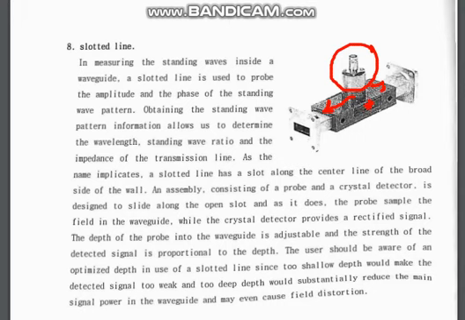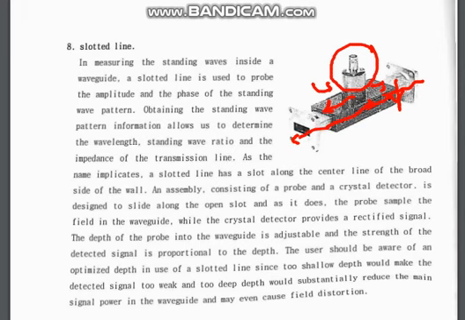You can adjust it by just moving the knob in and out, and that can easily be adjusted. The strength of the detected signal is proportional to the depth. That means if the probe is deeper in the slot, you will get a stronger signal. If the signal is quite weak, we just increase the depth, and it will make the signal stronger.